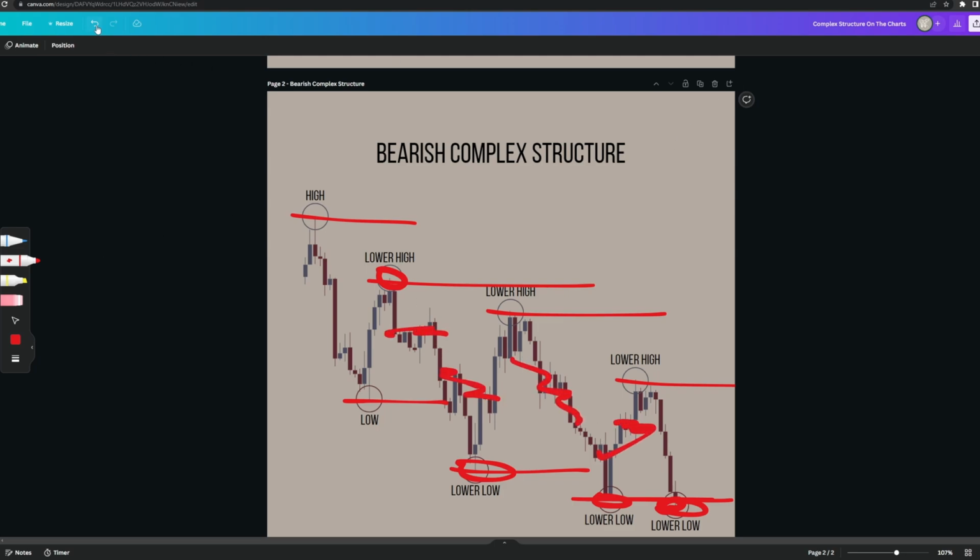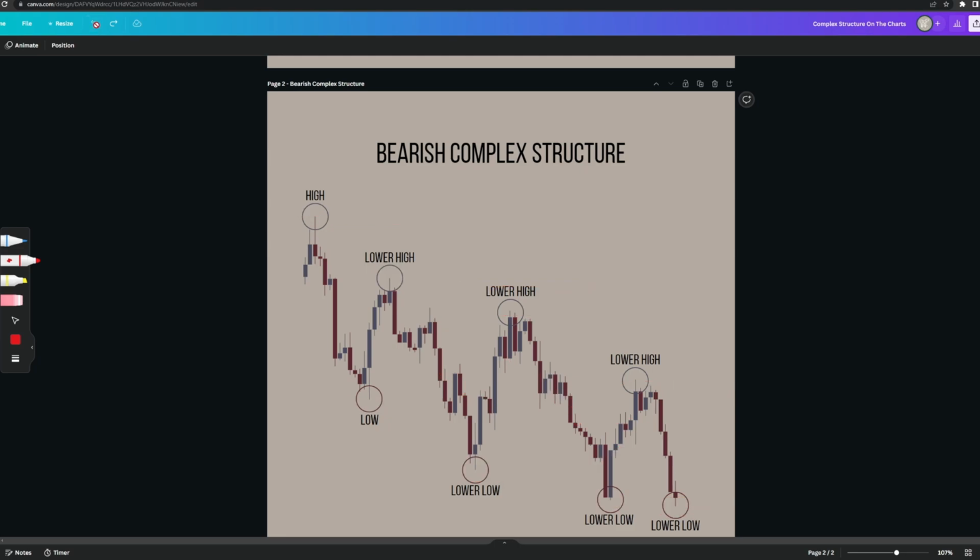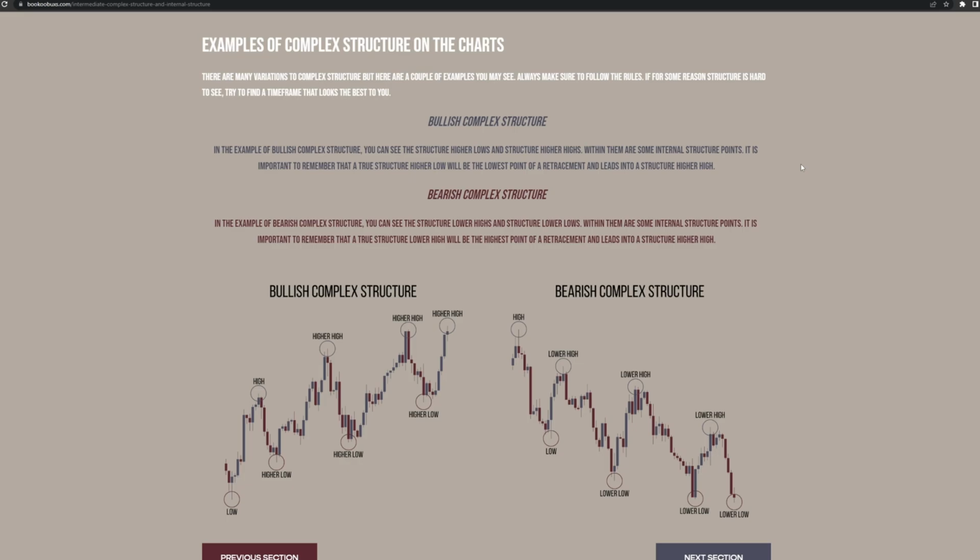So I'm not getting confused on what my true structure is. Because if I don't know the difference, then yes, as you have noticed, it gets confusing. You think you're in an uptrend when you're in a downtrend. You think you're in bearish structure when you're actually in bullish structure. Does that make sense? Any questions?